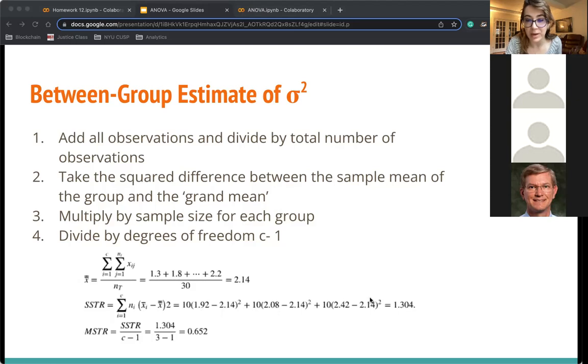This is very similar to whenever we're trying to find how much something deviates from the expected value. Here's that formula again, where we have this square difference. It's actually related to a loss function. If we wanted to get into more advanced statistical things, this same exact formula, this squared difference, is used in a lot of statistics. So we're seeing how much this mean varies from the grand mean of the observations. And then we multiply by the sample size for each group and divide by the degrees of freedom.